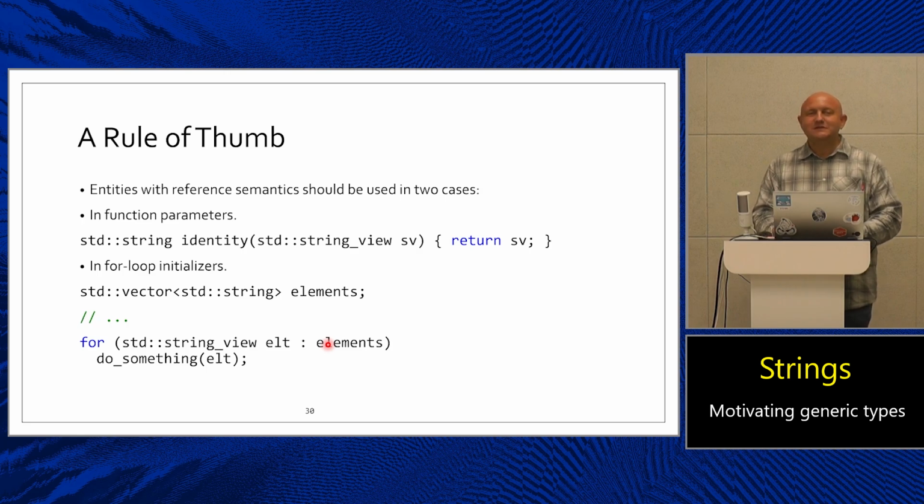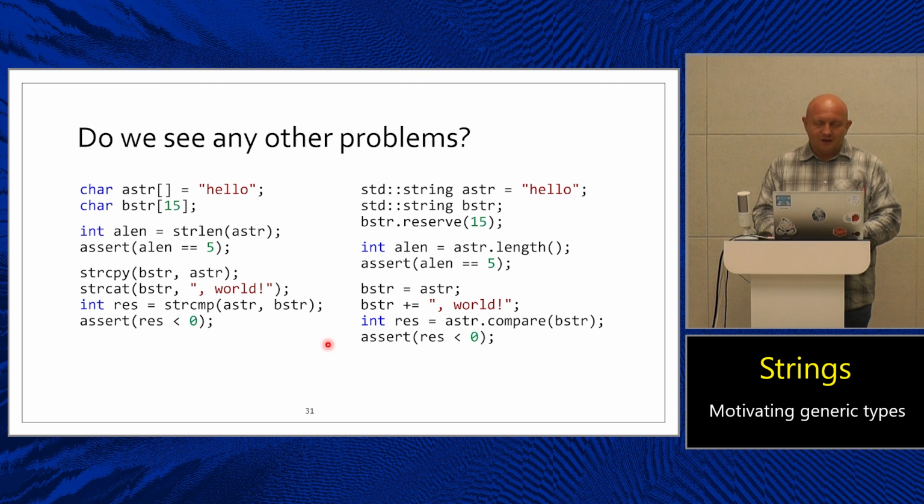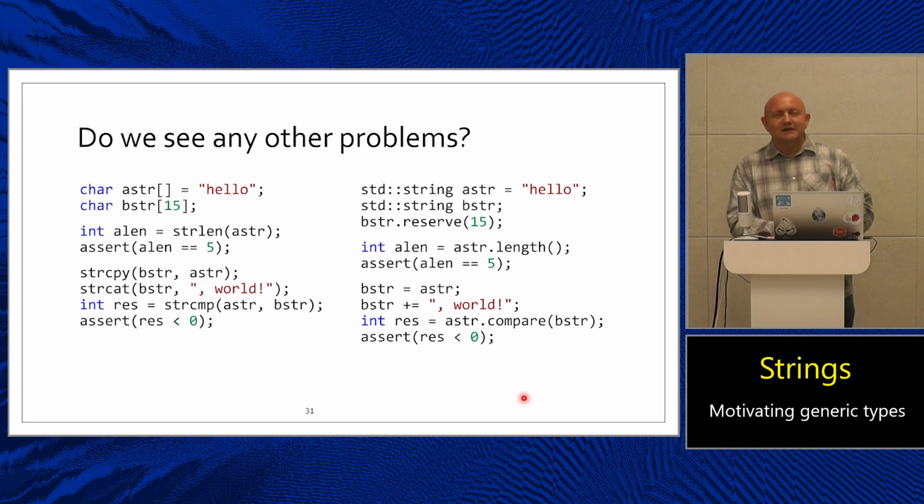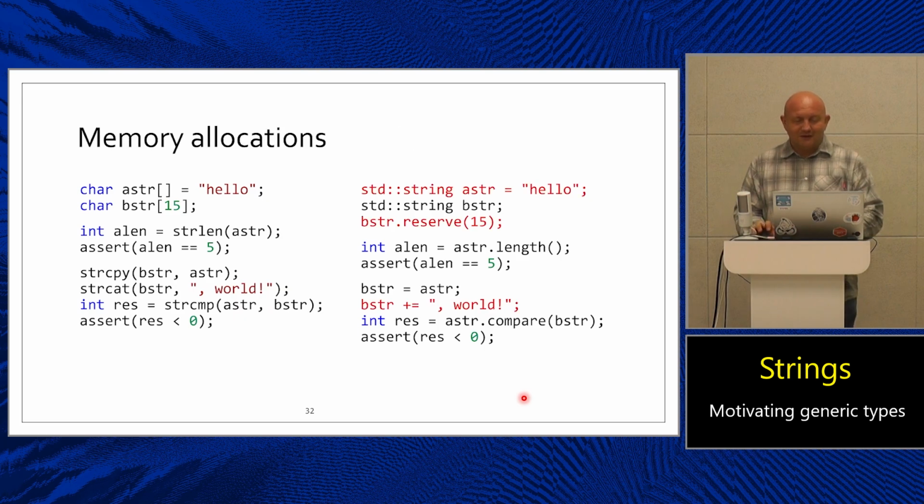Okay, do you see any other problems? Look at this code. Pause the video. In what cases can string be less efficient than C-style strings? 3, 2, 1. Okay, the problem is, of course, memory allocations. I highlighted these lines in red. Memory allocations happen in them, or might happen in them.